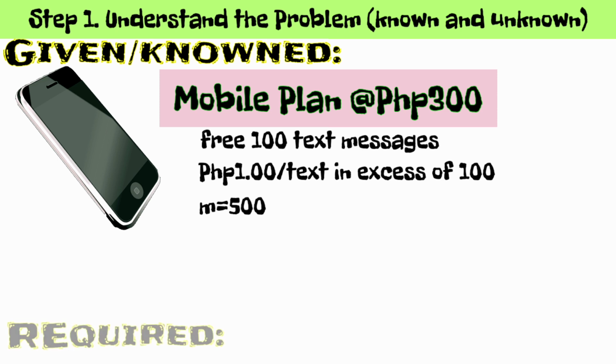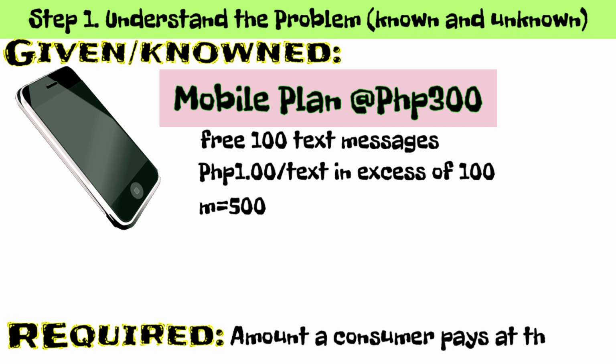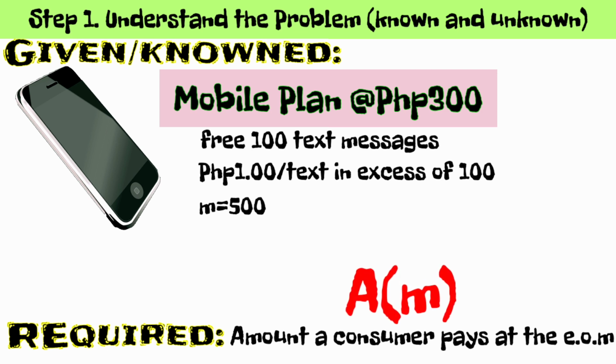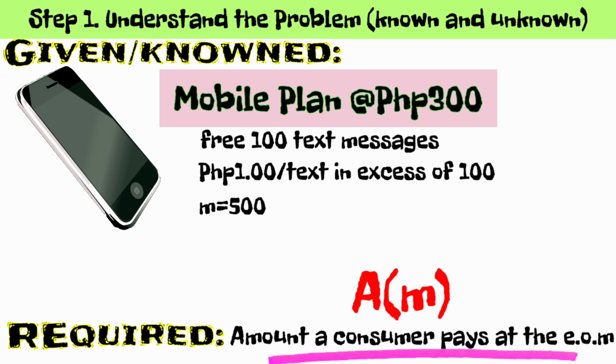What is required here, or the unknown, is the amount a consumer pays at the end of the month. Take note that the amount is based on the number of text messages sent in a month. So we'll be using the notation A of M, which stands for the amount a consumer pays at the end of the month based on the number of text messages M sent in a month.